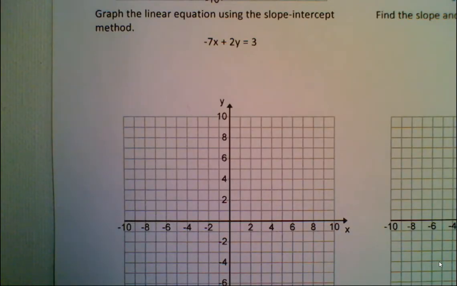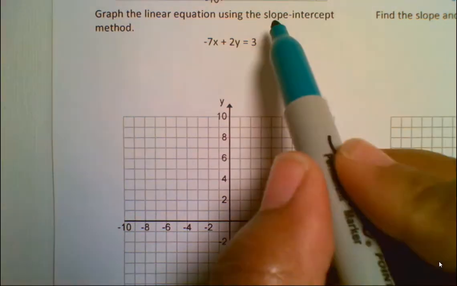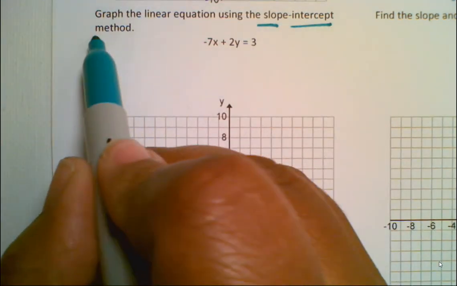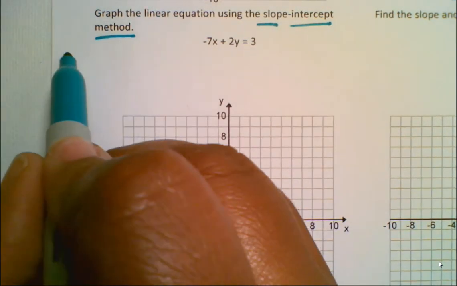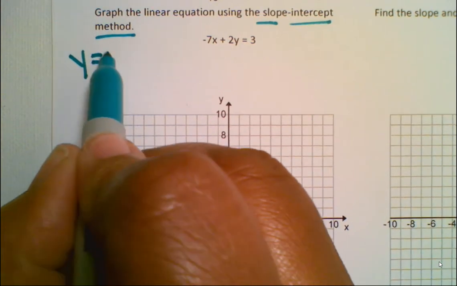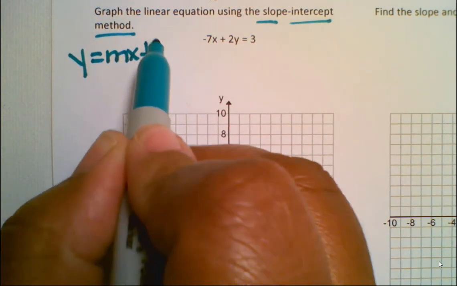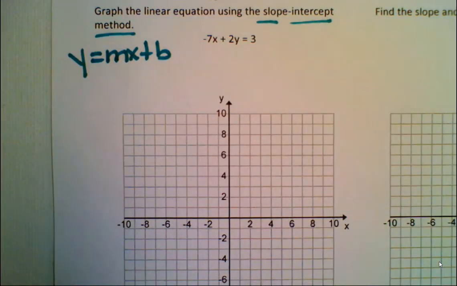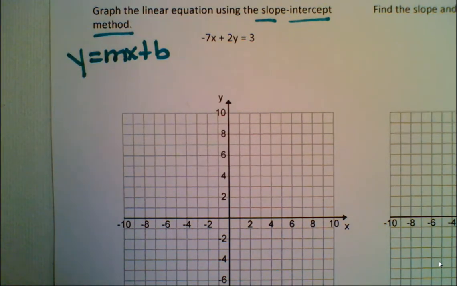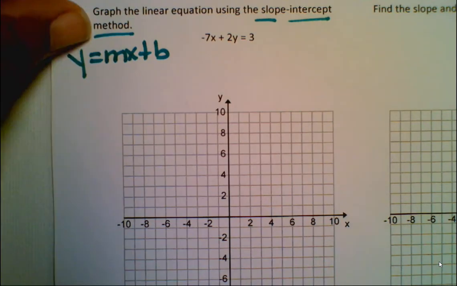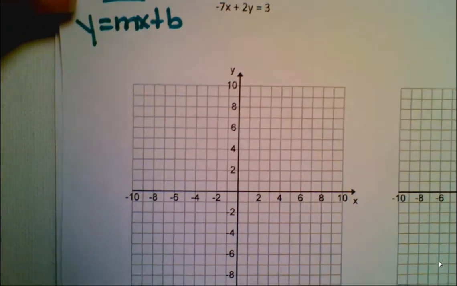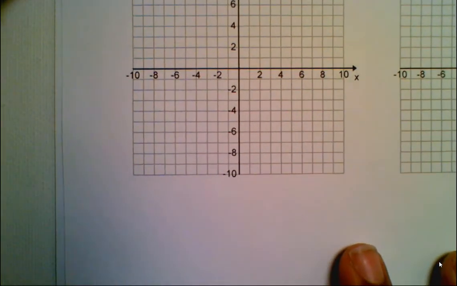Our next example, we're going to graph the linear equation using the slope-intercept method. So slope-intercept method, meaning we want to convert this equation in the form of y is equal to mx plus b. So we're going to take this equation, negative 7x plus 2y equals 3, and we're going to solve for y. So let's do that.